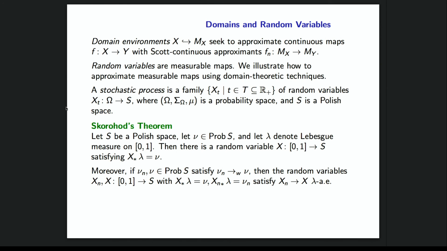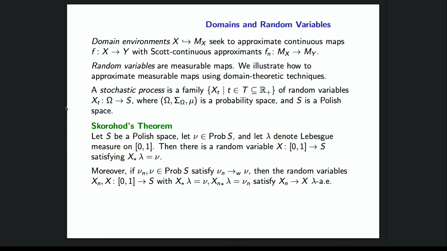It says if you take any Polish space, these are the spaces that probabilists look at as possible places for random variables to take their values, and you take any probability measure on it, then if you let lambda denote Lebesgue measure on [0,1], there is a measurable map from the unit interval with the Borel sigma algebra as a measure space to S, so that the push forward of Lebesgue measure is the measure you started with. It's kind of amazing. It says no matter what measure you start with, this is for probability measures, on any Polish space, you can account for it just by knowing Lebesgue measure and a measurable map.